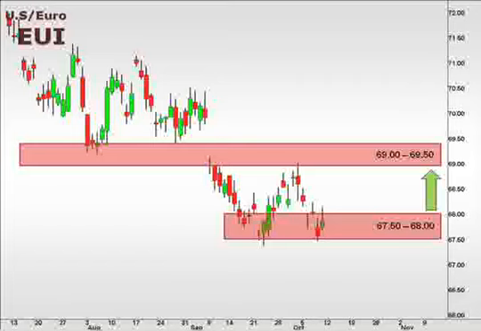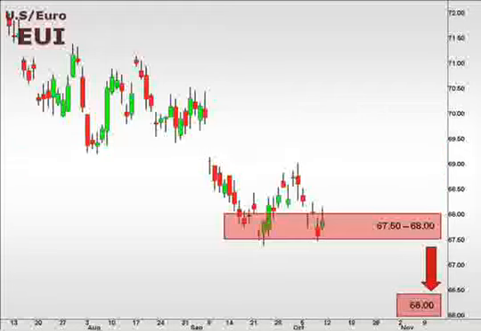However, after closing off of the highs on Friday, we are open to the possibility of continued weakening against the euro. A break below 67.5 opens the window for a move all the way down into the 66 box.